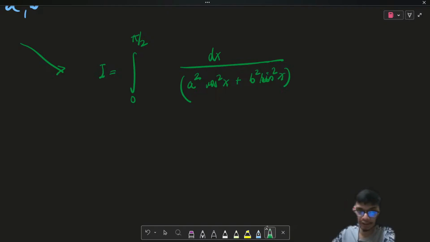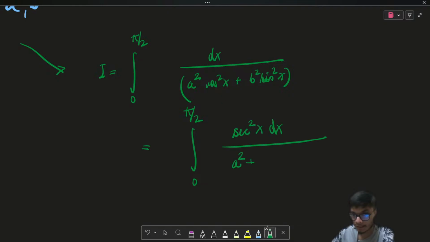The simplest way to solve this question is to take cos square x as common from the denominator. It will go up in the numerator and become secant square x dx, whole divided by a square plus b square times tan square x. The main motto of giving you this question is to help you see how the definite integral question changes in terms of substitution.